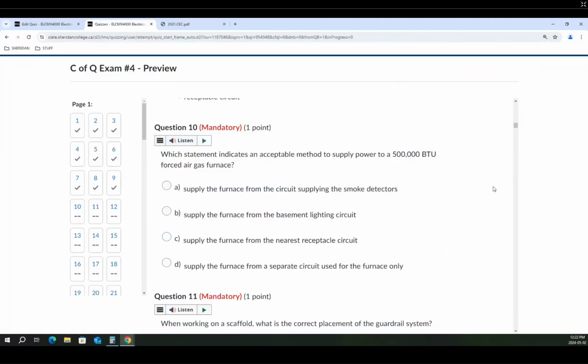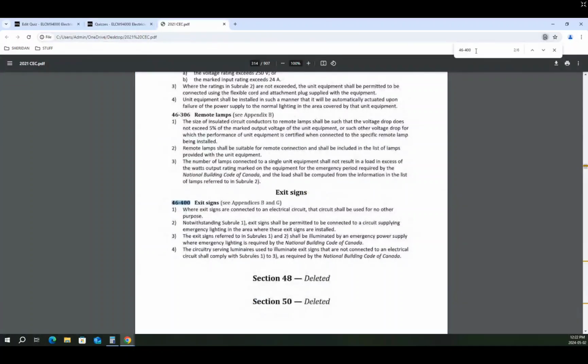an acceptable method of supply power to a 500,000 BTU forced air gas furnace. So again, this is wiring. Six, 808.